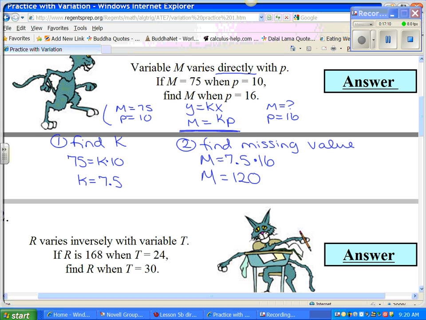What do you think? Not bad. You gotta follow those steps. You have to have that two-step: find k first, then find the missing variable. It'll say directly or inversely. This one is directly, so we used a direct equation. We're going to do an inverse one next. Are you guys ready for me to move this?